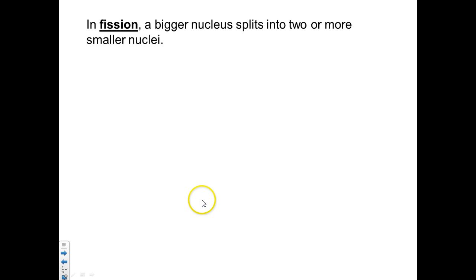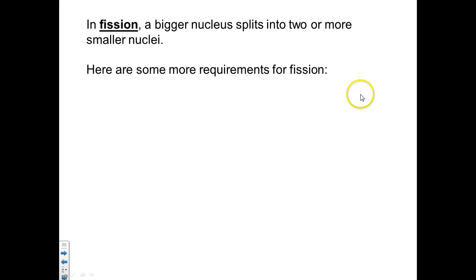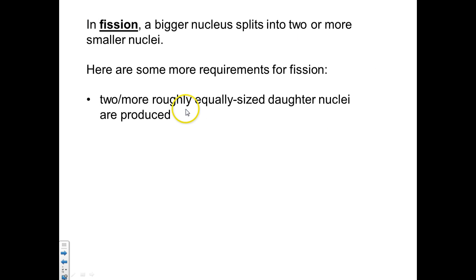Now, in fission, a bigger nucleus always splits into two or more smaller nuclei. But there are important requirements for fission beyond just this. There have to be at least two or more roughly equally sized daughter nuclei produced. So the daughter nuclei have to have masses that are approximately 1 to 3 or 2 to 3 or 1 to 1, some kind of relatively close ratio. Additionally, one or more neutrons have to be produced for the reaction to qualify as fission, as understood by the IB.